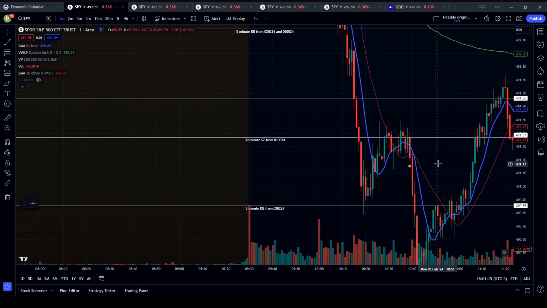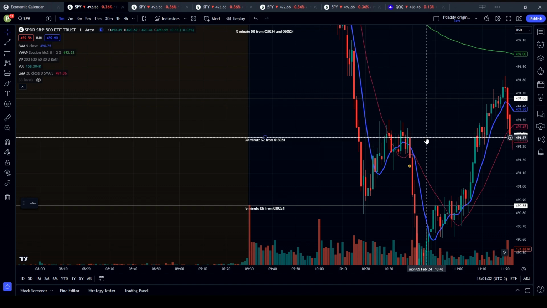So I thought, you know what? We had a double cross to the downside. A double cross, again, happens when you open above the 9 and close below the 20. So that trade right there, my risk on that play was 15 cents because we're at 491.22. That's where we closed that candle.